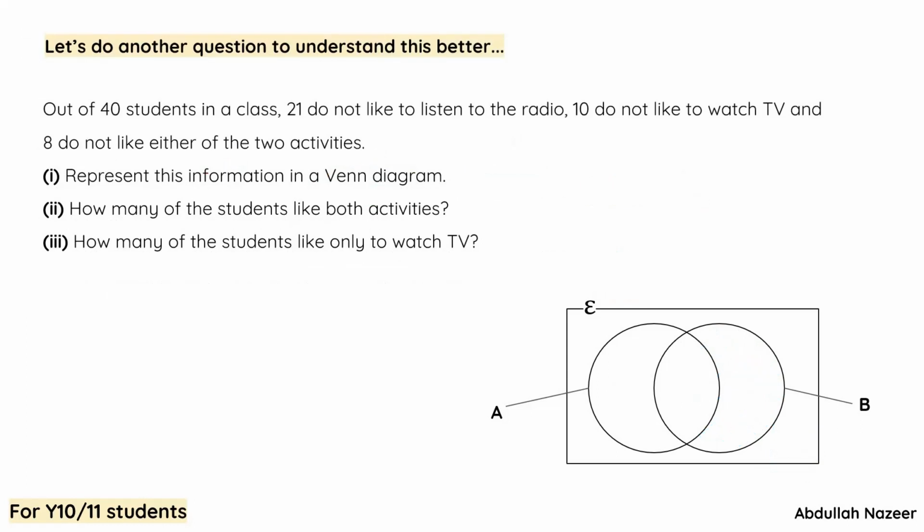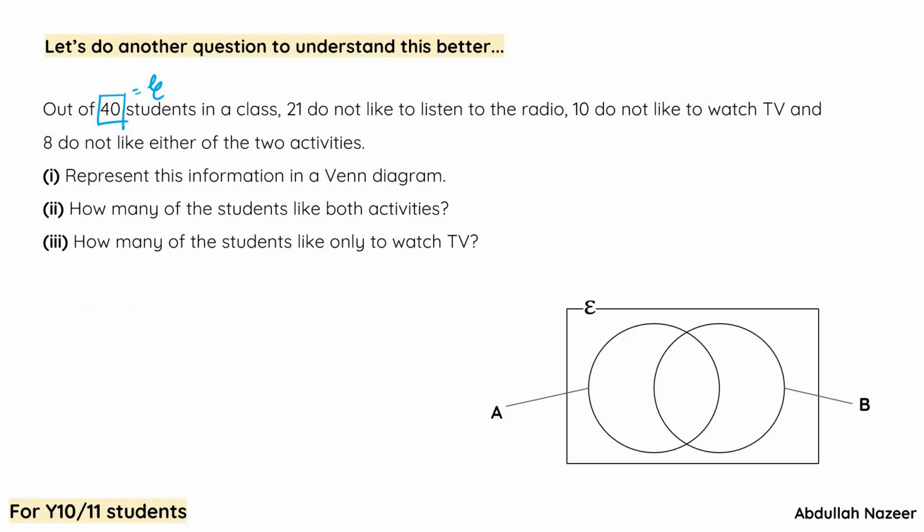Let's look at one more question. It says, out of 40 students in a class. The moment it says out of 40 students in a class, you can understand that they are going to talk about these 40 students, which means this 40 is our universal set. So they say 21 do not like to listen to the radio, 10 do not like to watch TV, and 8 do not like either of the two activities.